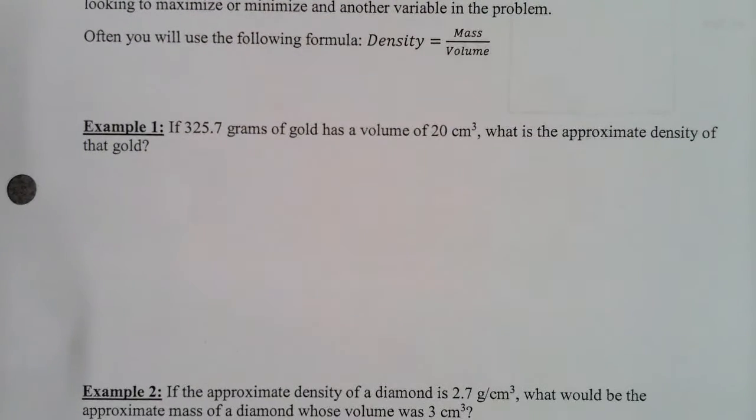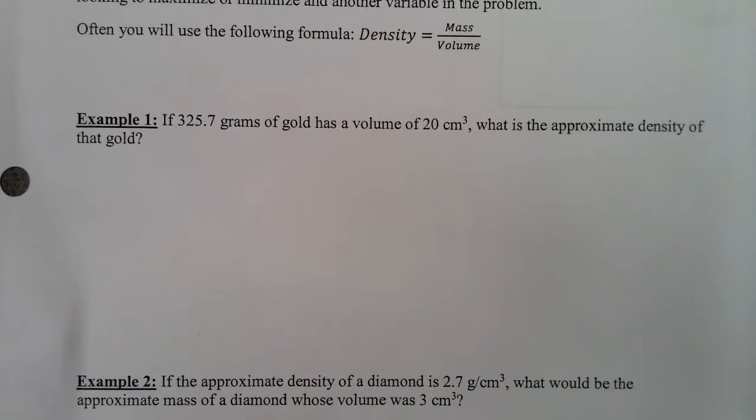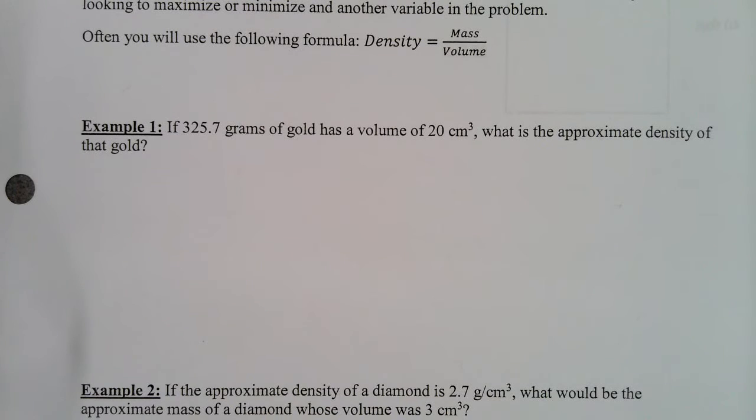Okay. So example 1. If 325.7 grams of gold has a volume of 20 centimeters cubed, what is the approximate density of the gold? Okay. So let's start by copying our formula above. Density equals mass divided by volume.